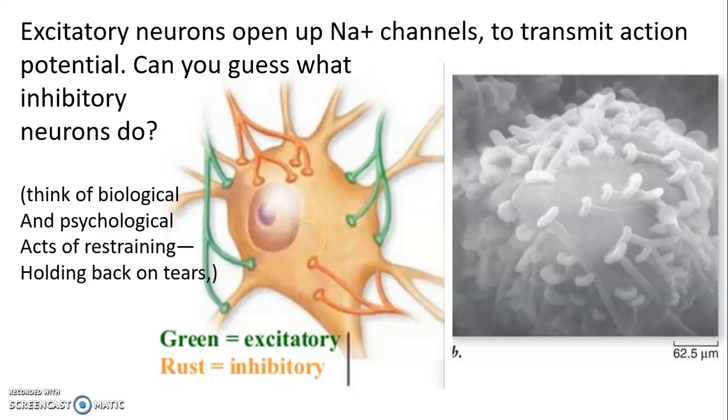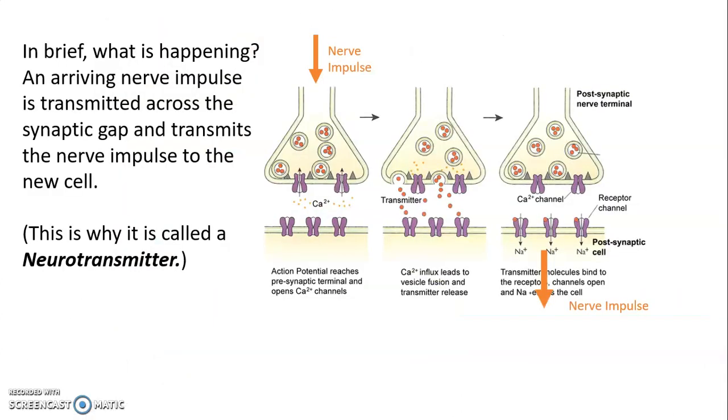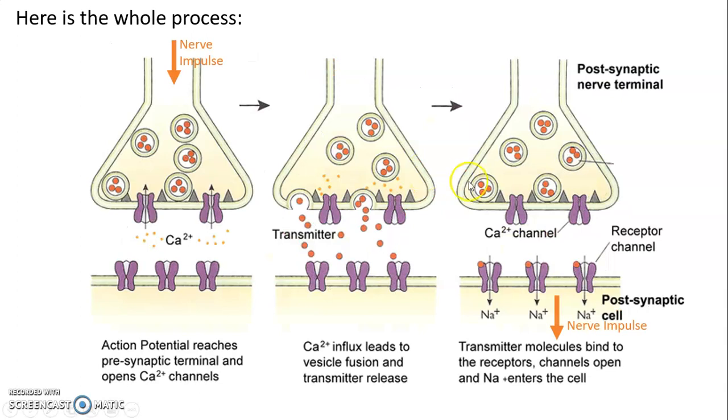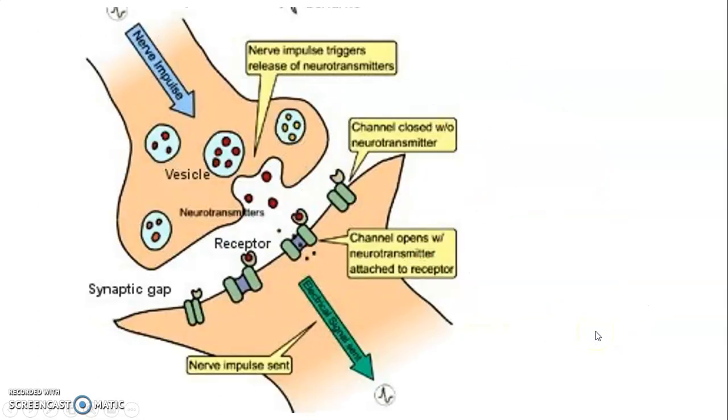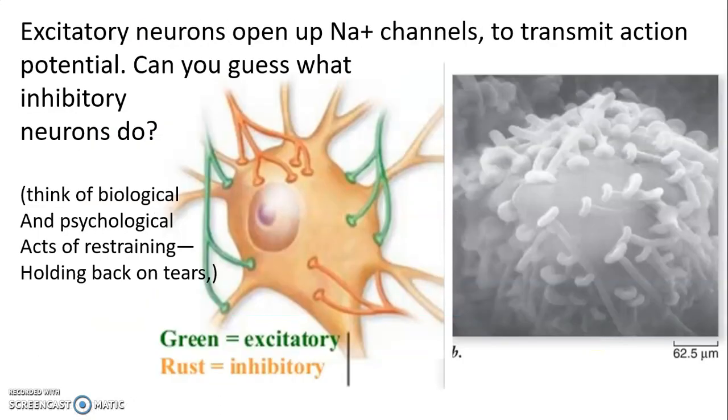So on a technical level, what does an excitatory neuron do? Well, we already looked at it. It's what we looked at before. It opens up sodium channels and it lets sodium flow in, because when sodium flows in, it stimulates a new nerve impulse. All right, so the excitatory ones are the ones we already talked about. What would the inhibitory ones be doing? How would they be restraining this nerve cell?